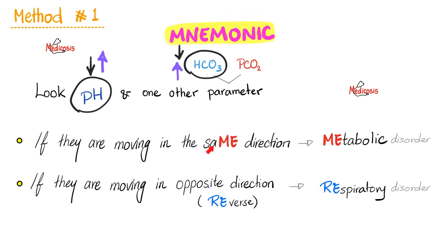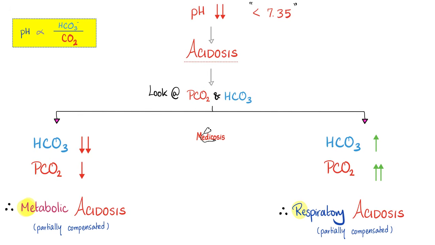If they're moving in the same direction, it's a metabolic disorder. But if they are moving in the reverse direction, therefore it's a respiratory primary disorder. Example, the pH was low, okay? So we call this acidosis. But what type of acidosis? You're going to look at the pH and something else. Let's look at the pH and the bicarb. The pH is decreasing, the bicarb is decreasing. Voila, metabolic acidosis because they are moving in the same direction.